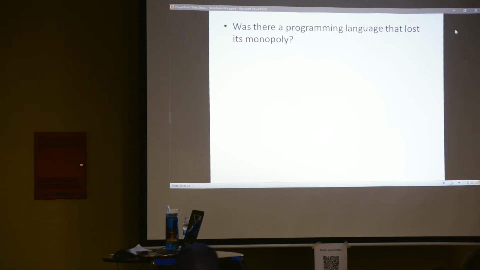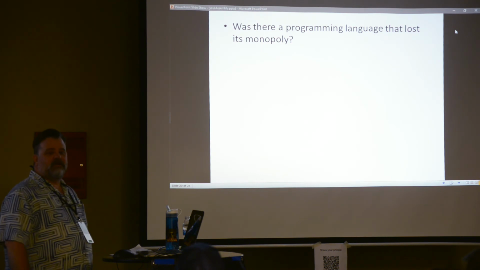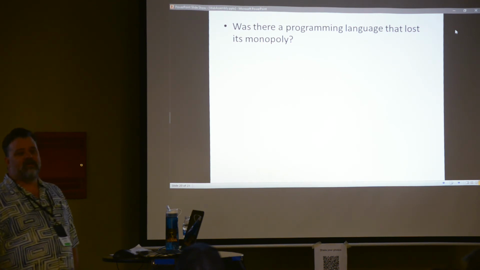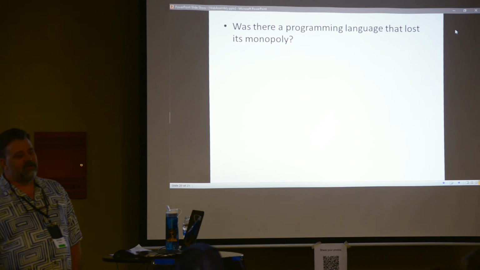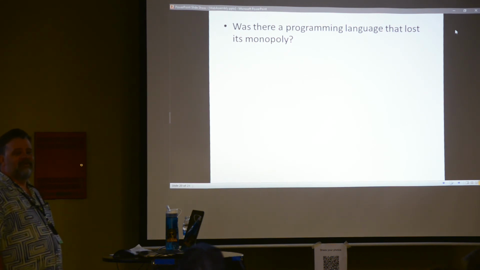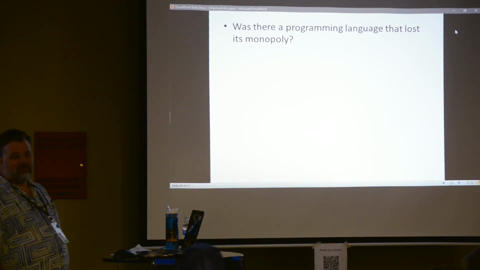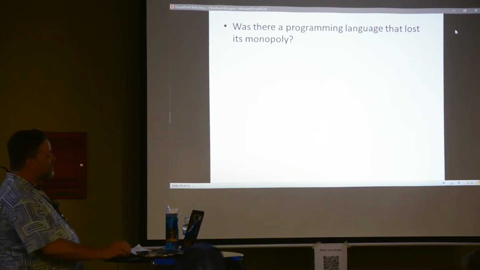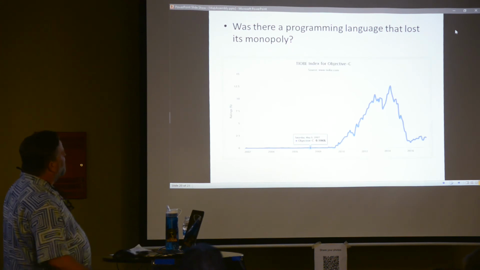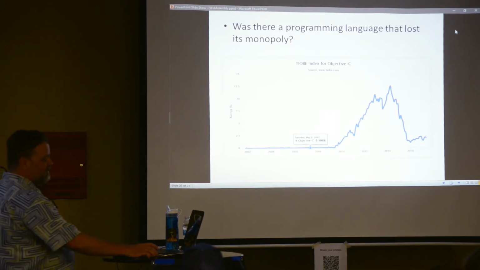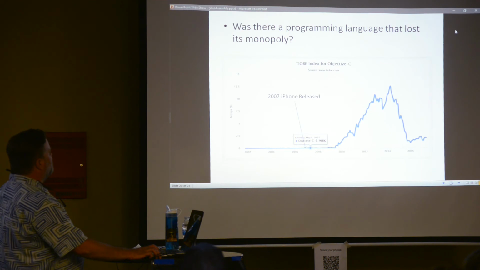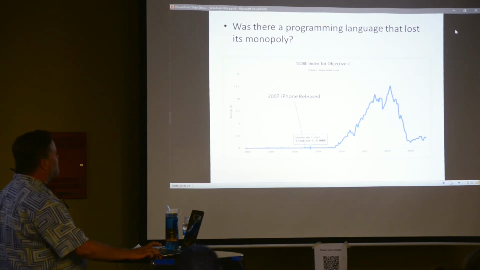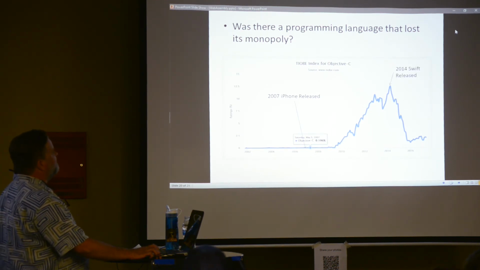There's been one language that had a monopoly and lost it. Who was it? Anybody? Fortran. No, Fortran never had a monopoly. COBOL always. COBOL, you can run COBOL on any machine that Fortran ran. Basic. Think more recent. Think Apple. Think iPhone. Objective-C. This is what happened to Objective-C. The iPhone was released in 2007. Swift was released in 2014.